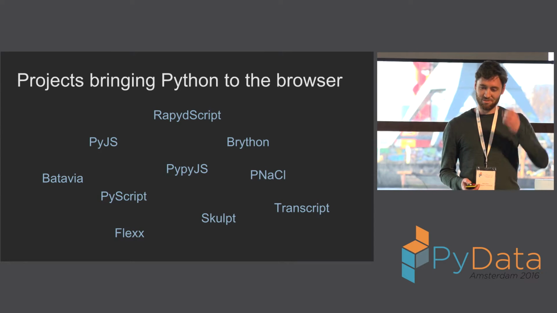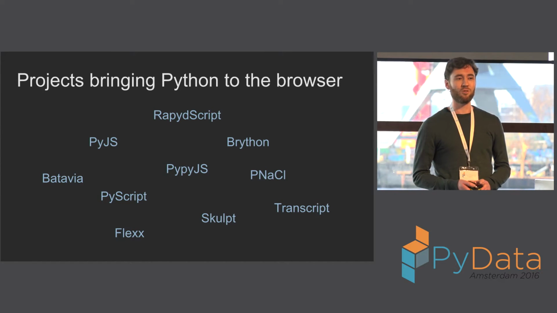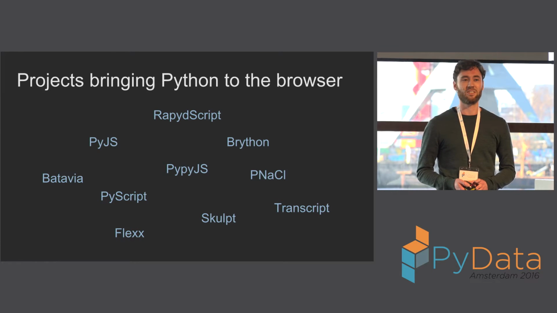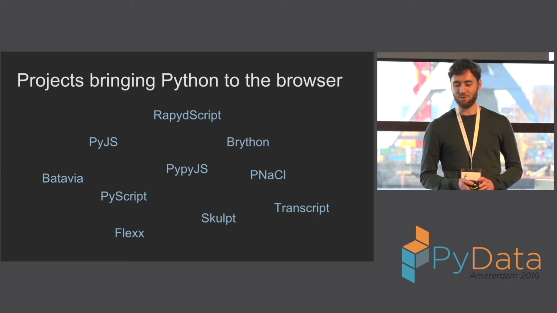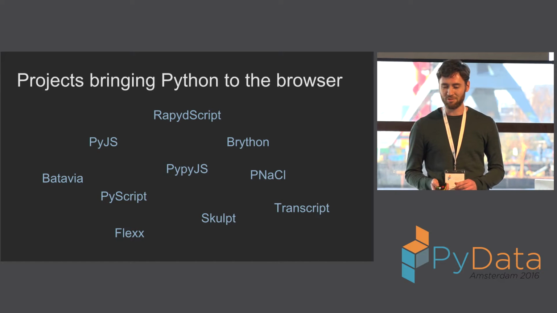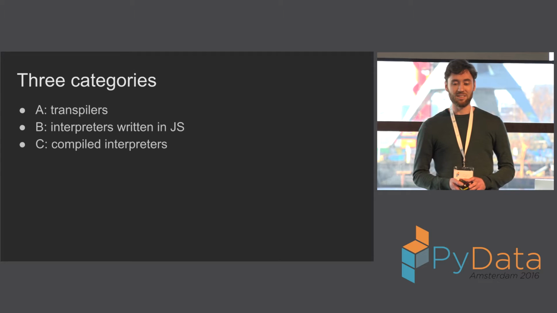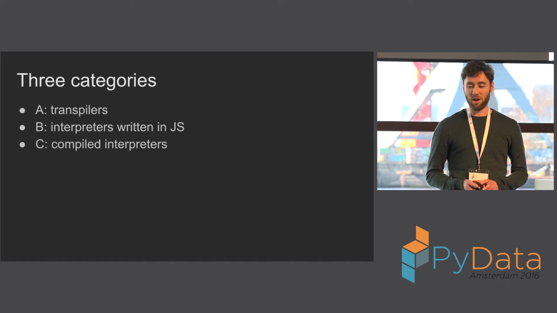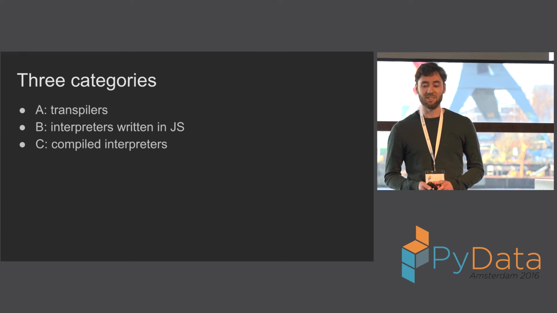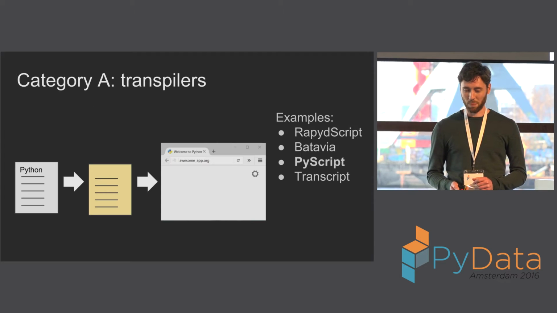So in order to give sort of an overview of these different projects and to understand how they relate and how they differ, I categorize them, or I group them in three categories. Projects that are transpilers, projects that are basically an interpreter written in JavaScript, and compiled interpreters.